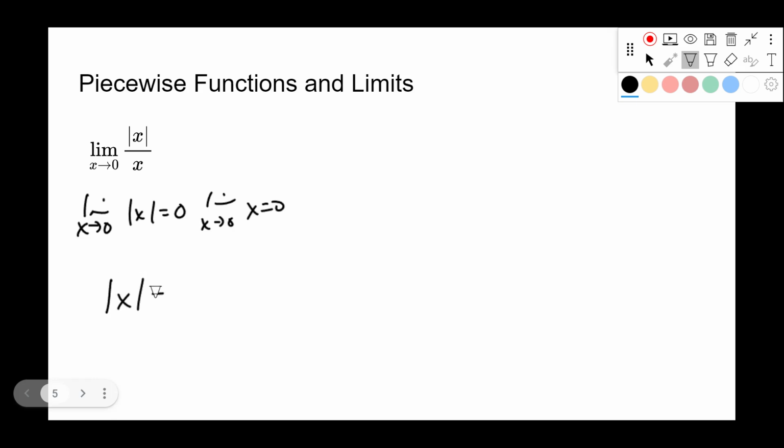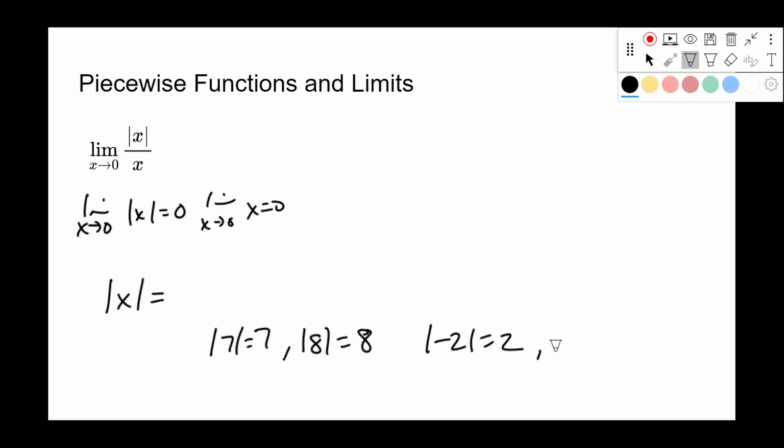The absolute value of x is a piecewise function. Now, it's a piecewise function because the absolute value does 2 different things to a number. Okay, think about it. If I ask you to find for me the absolute value of 7, you get 7. If I say take the absolute value of 8, you get 8. If I tell you to take the absolute value of negative 2, you get 2. If I tell you to take the absolute value of negative 5, you get 5. So what does the absolute value do? It does 2 different things.